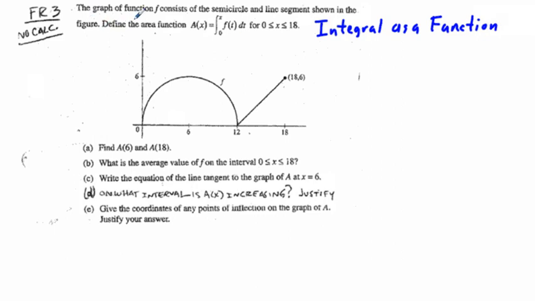The graph of function f consists of a semicircle and line segment shown in the figure. Define the area function A of x equals the integral with the lower limit of 0 to the upper limit x of f(t) dt, for x greater than or equal to 0, less than or equal to 18. And so this function f is going to be the same as the first derivative of the function A.